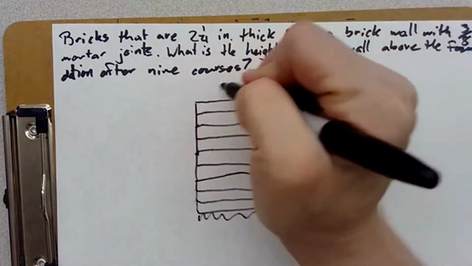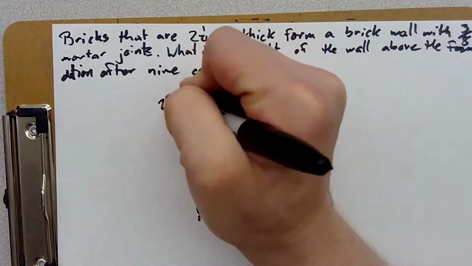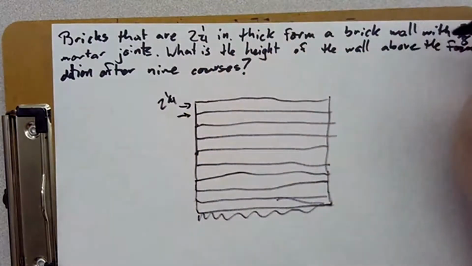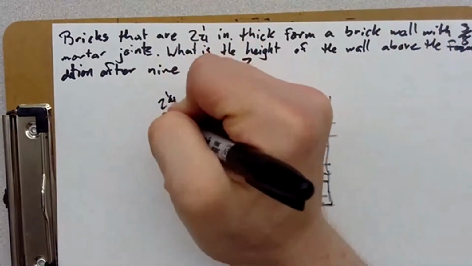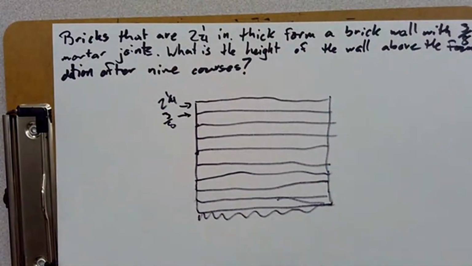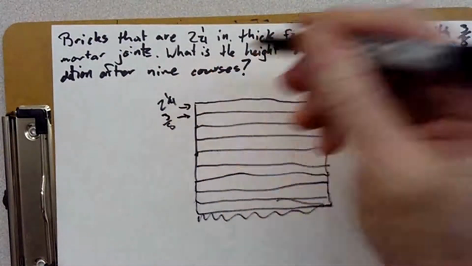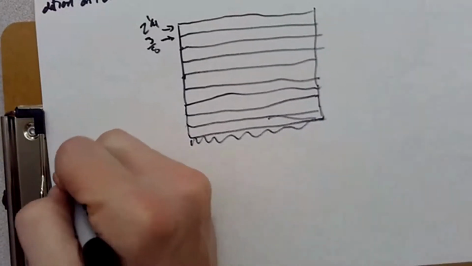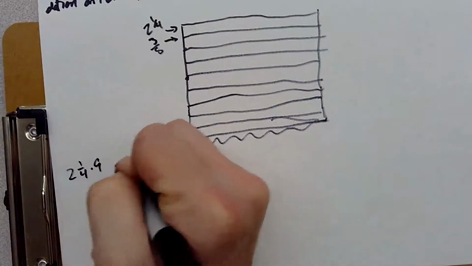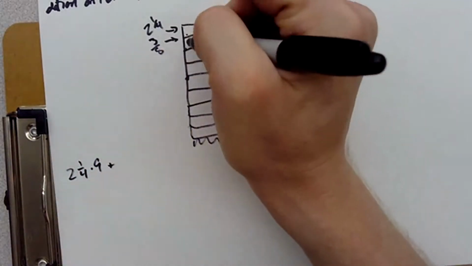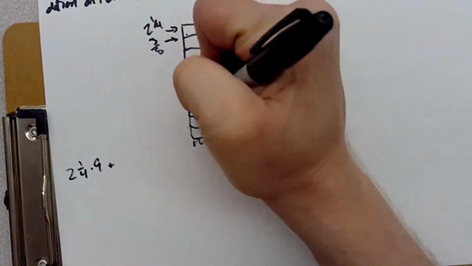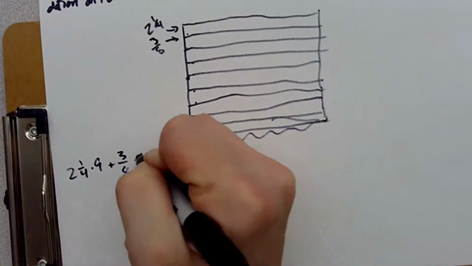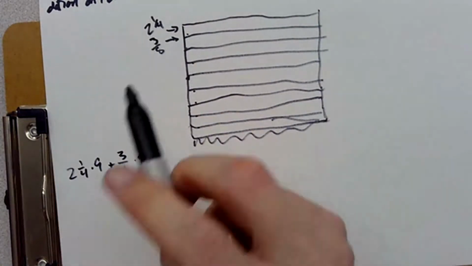Okay, so we have 2 1/4 inches for each of the bricks, and then 3/8 of an inch between the bricks. So this is going to be 2 1/4 times 9. Move this down here. Plus 3/8 times 1, 2, 3, 4, 5, 6, 7, 8. Which is handy. That's a good one to have.